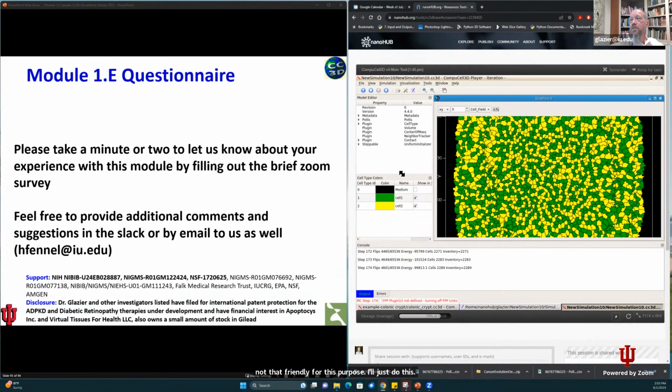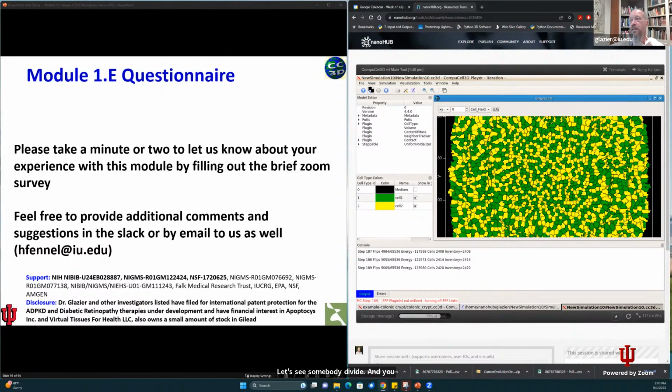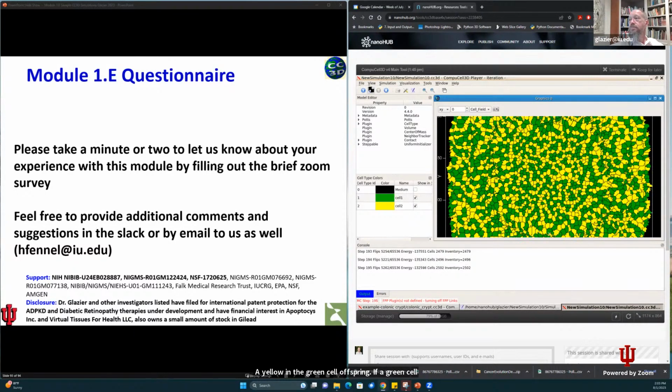So I can see the individual cells better. I'll time step that. You can see the cells grow. Let's see somebody divide. And you should see that if a yellow cell divides, I get a yellow and a green cell offspring. If a green cell divides, I get a yellow and a green cell as well. I'll let you explore that a little bit.